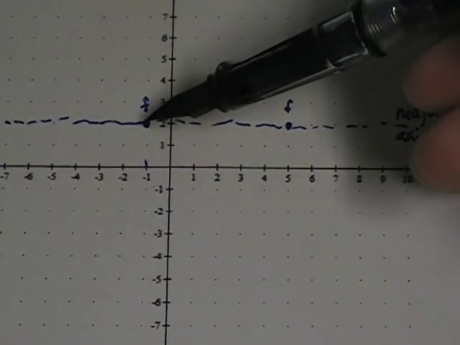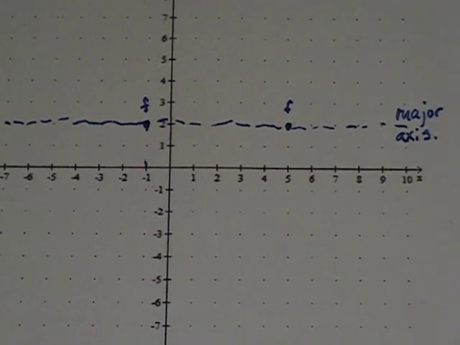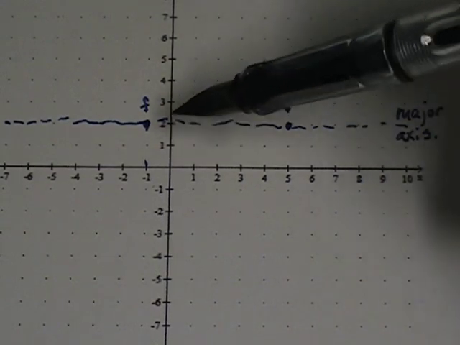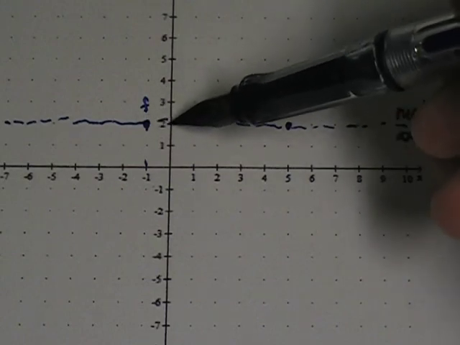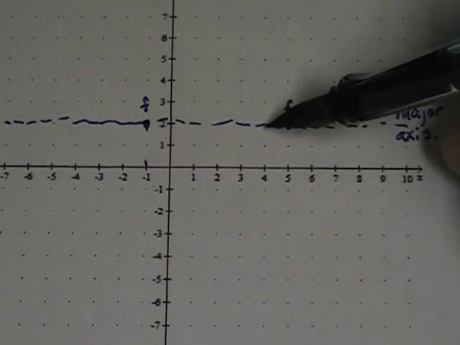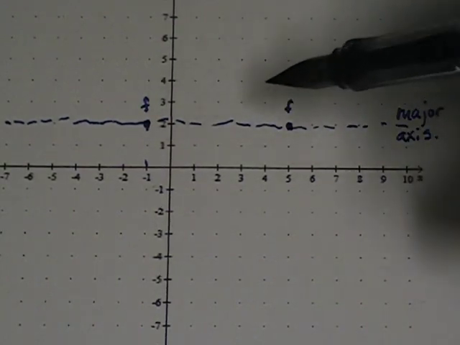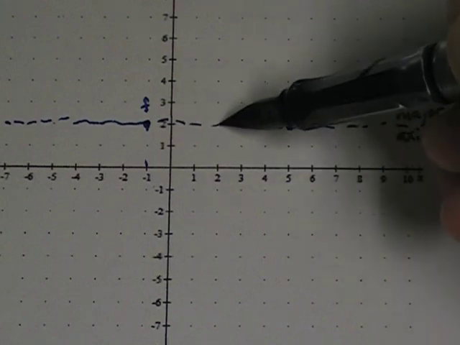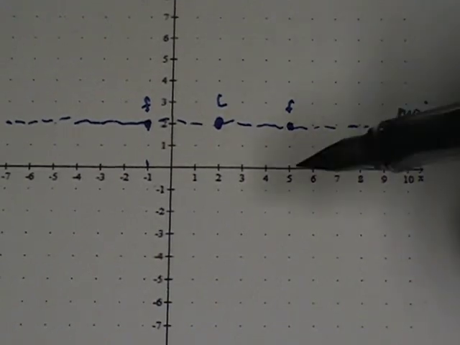Why? Because the foci have to be on the major axis and they're horizontally spaced from each other. Okay? So if my major axis has to be in this direction, we were told it has a length of 10. The center has to be exactly between these foci. So this is 1, 2, 3, 4, 5, 6. These foci have a distance between them of 6. So half of 6, 3, that has to be the center.